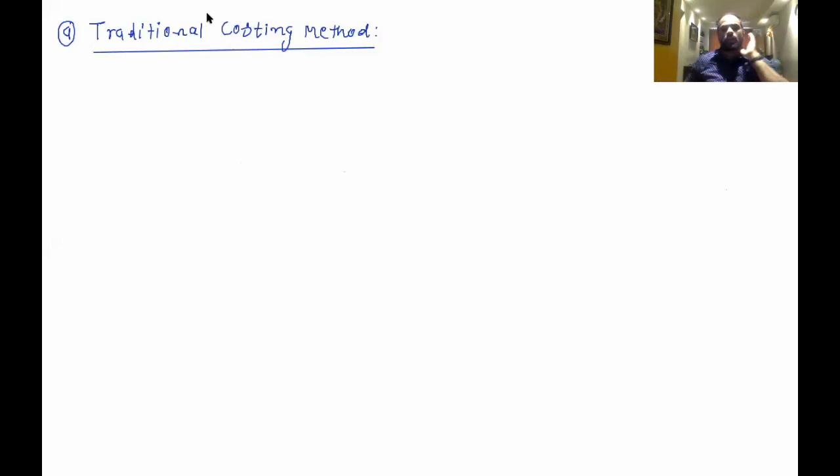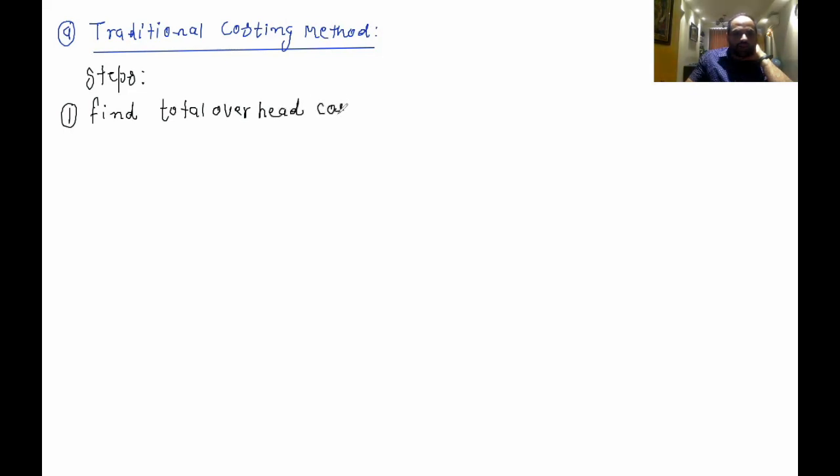So in order to estimate traditional costing, we have to apply steps. We will apply all these steps to estimate overhead cost using traditional costing. All right. So step one. Step one is find total overhead cost. You have to read the question. The information is given in your question, how much the total overhead cost is. You can easily see this information in your question.